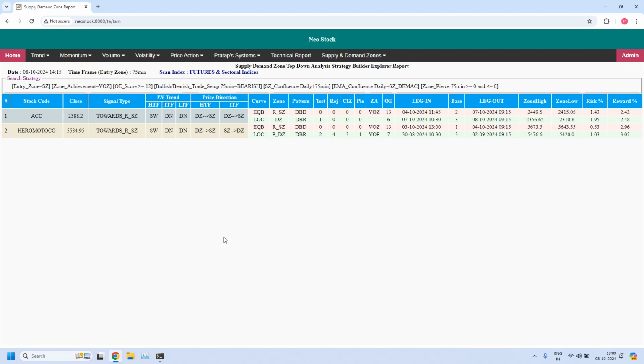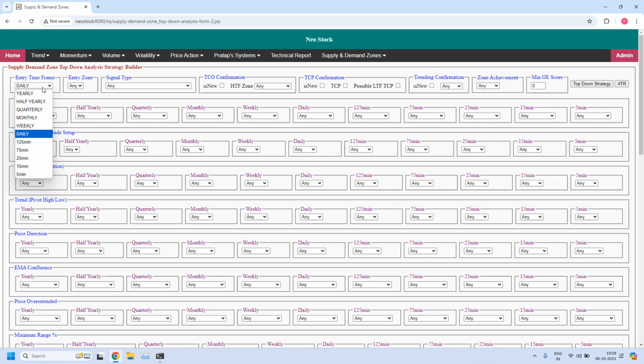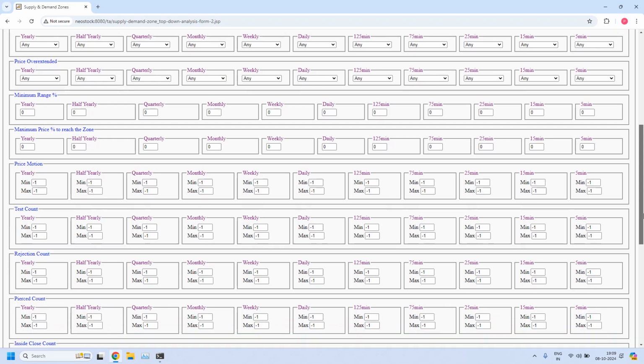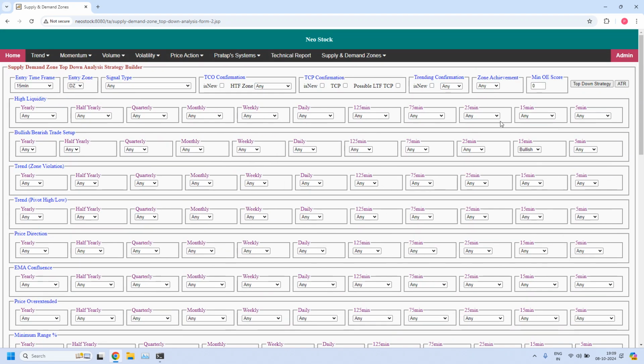Okay, next let us look for a bullish trade setup for a daily income trade. Daily income trade entry time frame is 15 minutes. Entry zone for a bullish trade setup is the demand zone. In the bullish or bearish trade setup at 15 minutes time frame, I am selecting bullish. The 15 minutes demand zone should not be pierced. So in the pierced count at 15 minutes time frame, I am setting minimum value 0, maximum value 0. Zone achievement is violated opposing zone. Minimum odd enhancer score should be 12. All the 3 filters are applied to the 15 minutes demand zone.